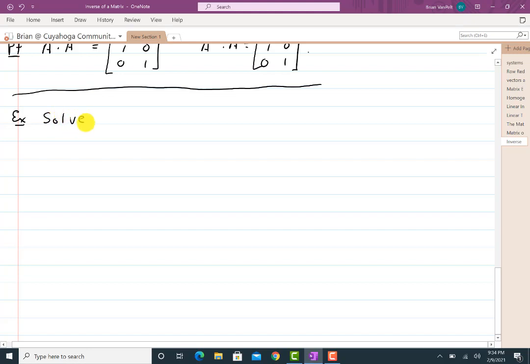As a quick example, solve the following system of equations.